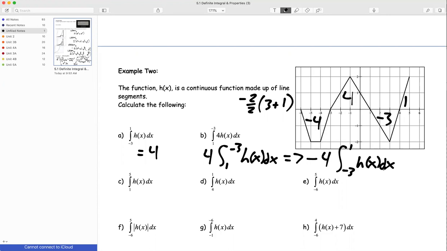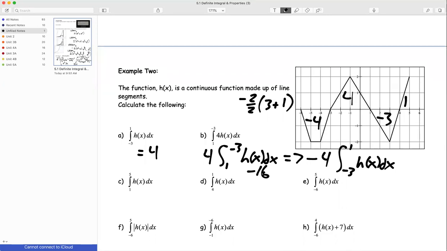And what's the integral from -3 to 1 of h of x dx? I just found it over here. It's 4, right? So the value of the integral is 4. There's a -4 outside the integral multiplied by it. Therefore, the value of this is -16.